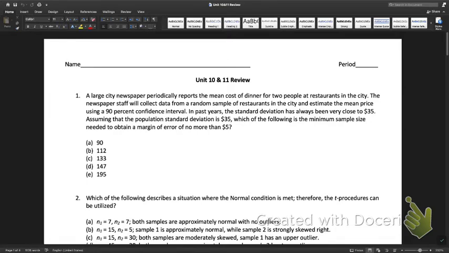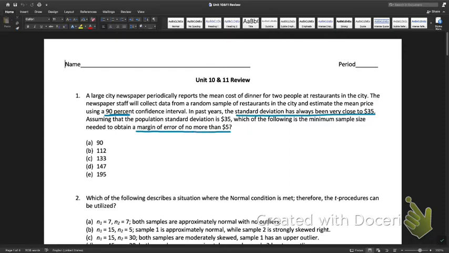Number 1, a large city newspaper periodically reports the mean cost of dinner for 2 people at restaurants in the city. The newspaper staff will collect data from a random sample of restaurants in the city and estimate the mean price using a 90% confidence interval. In past years, the standard deviation has always been very close to $35. So that's the standard deviation has always been close to $35 in the past. Assuming the population standard deviation is $35, which of the following is the minimum sample size needed to obtain a margin of error of no more than $5?